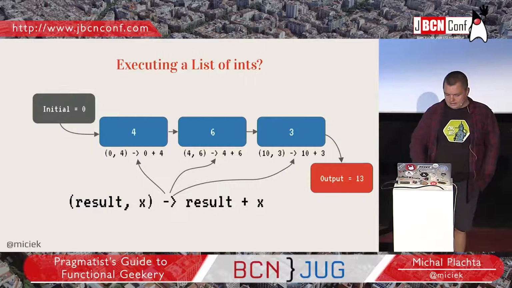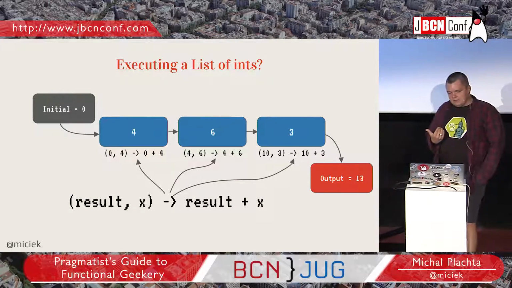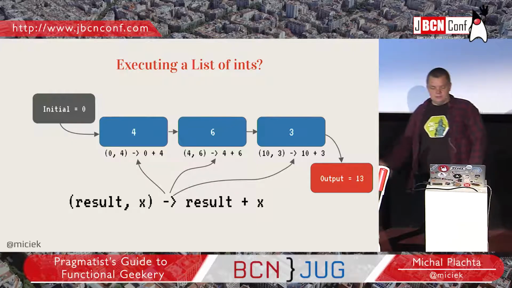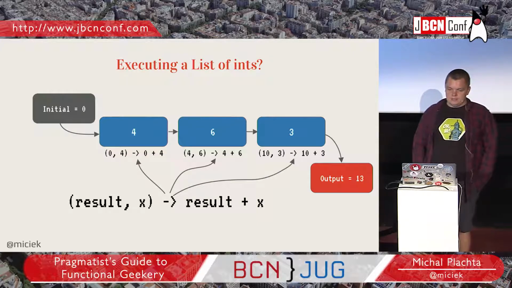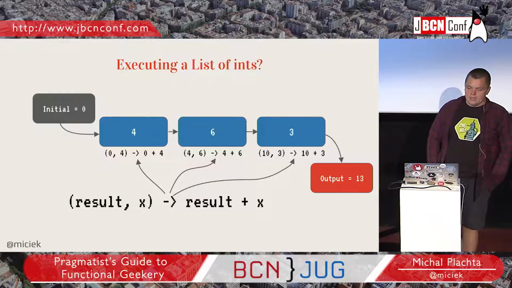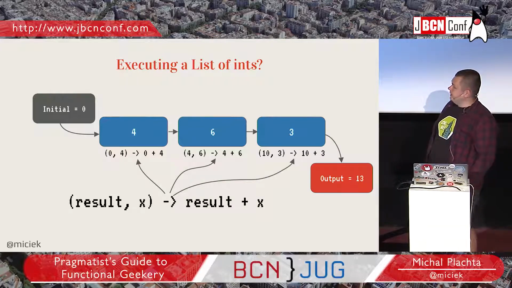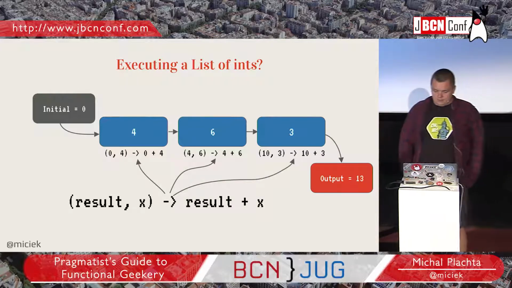So this is something like that. And in order to give you some perspective, let's see an example on ints. So folding a list of ints looks like that. The list is a 3-element list: 4, 6, and 3. And the function that we use in order to fold 2 elements into one is function result x, which returns the sum of result and x.